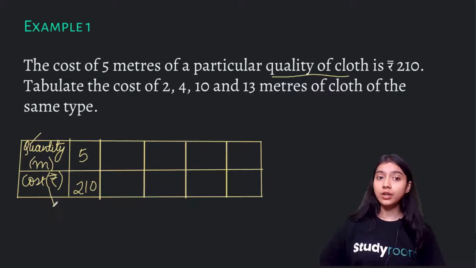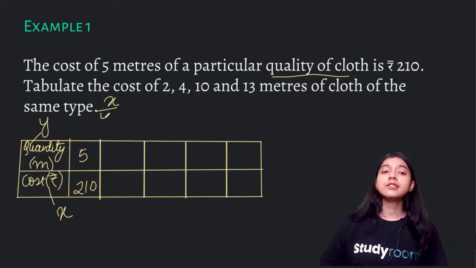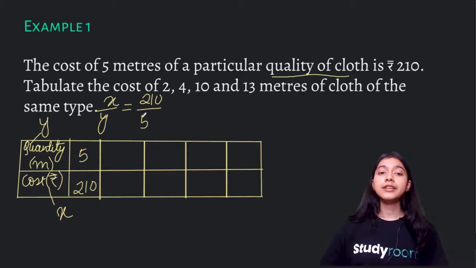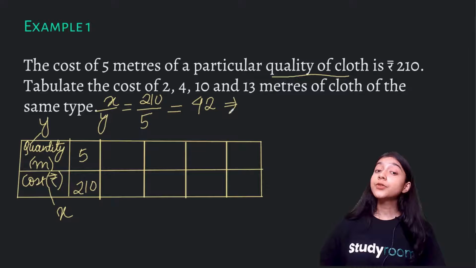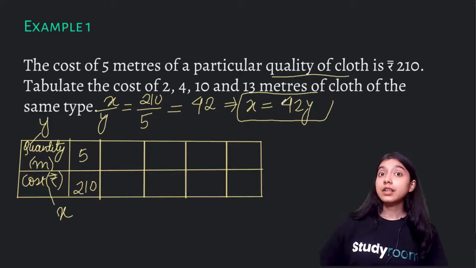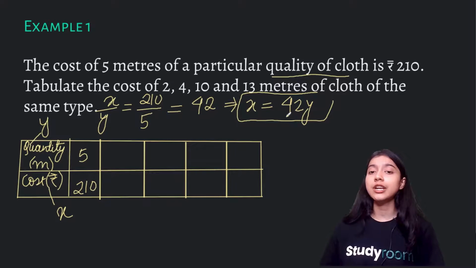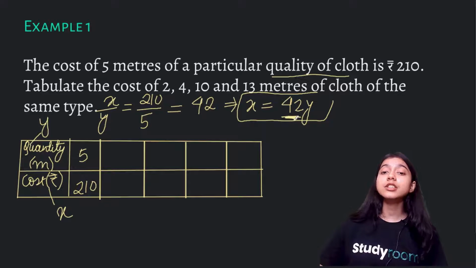So here we have quantity and cost. Let's take cost as x and quantity as y and try finding out the ratio of x and y. So the ratio of x and y will be x by y, which will be equal to 210 divided by 5. And this gives us 42. So from here we can conclude that x is equal to 42 times y. This is a relationship between x and y. I taught you earlier that if x is k times y, then it is in direct proportionate relationship. So here this constant k is 42.